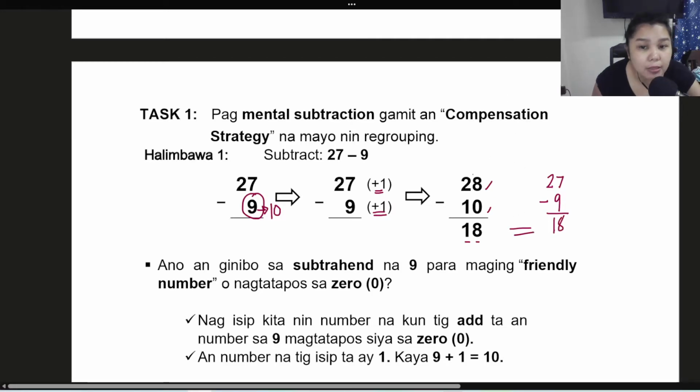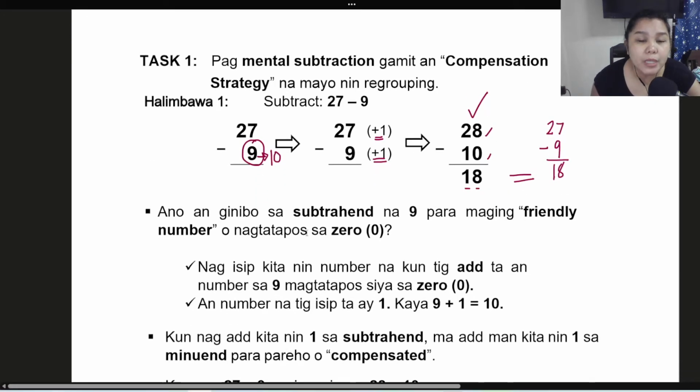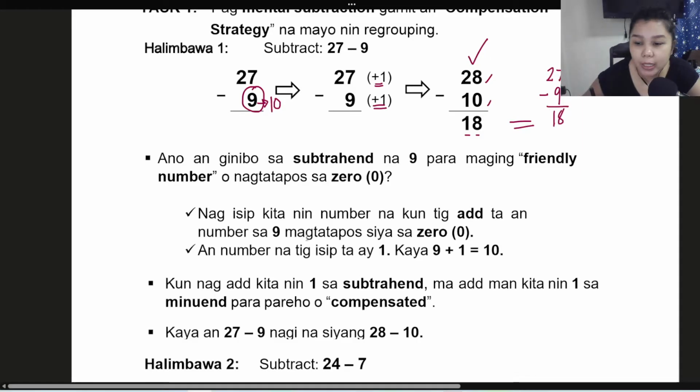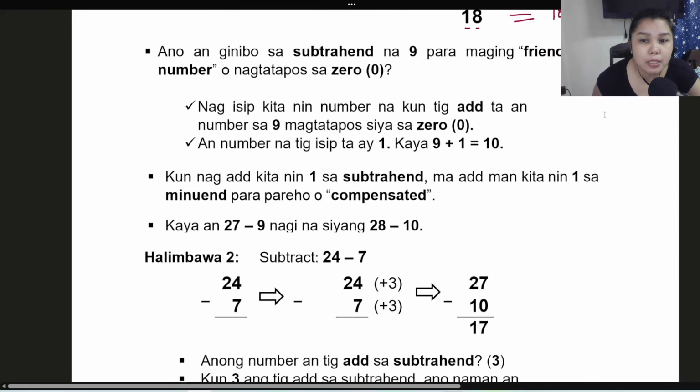So, dito mas madali yung isosolve mong 2-digit number with 1-digit number na kailangan i-regroup but you have a short time to think for the answer. So, yan ang gagawin sa compensation strategy. So, technique number 1 is compensation strategy with the help of the friendly number. Okay, pag sinabing compensated, so pareho siyang binigyan. Okay, so that's why we have 27 minus 9 is 18.